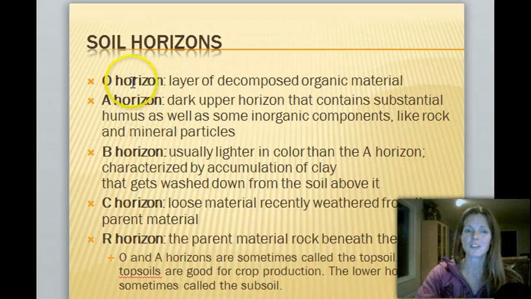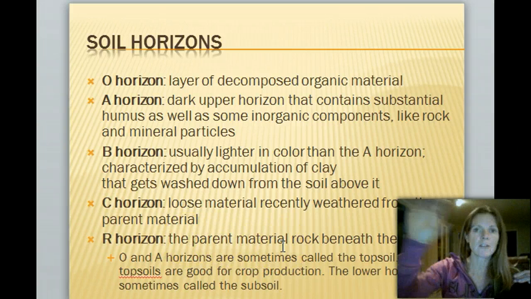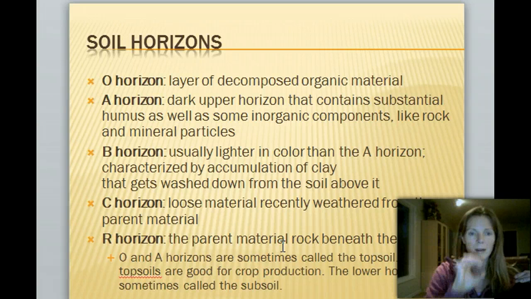So you can kind of visualize that O is starting on the top. Then we go A, B, C, loose material, recently weathered from the parent material. Okay, so now we're really close to the parent material. And then the R horizon is the parent material, or the rock beneath the soil. So you have these layers, which we call horizons, that make up soil.